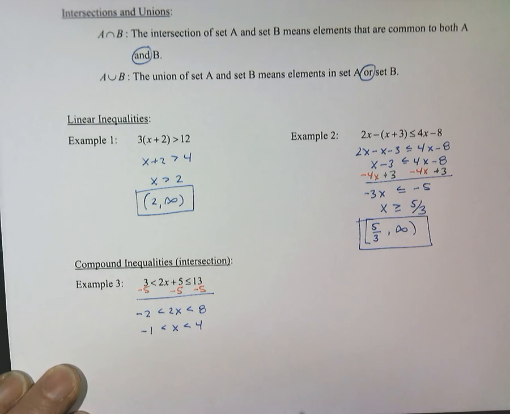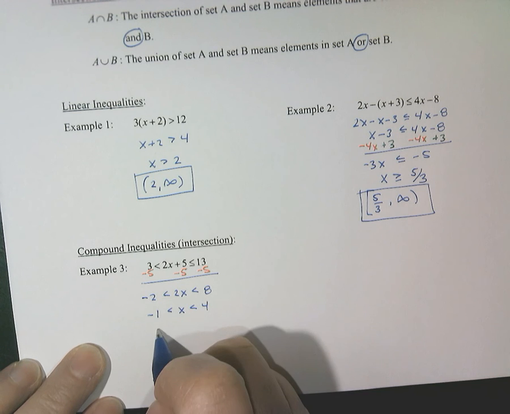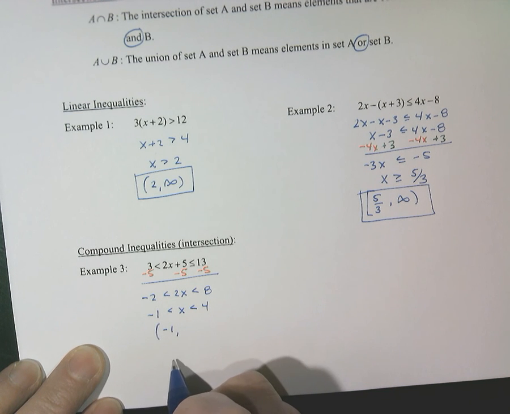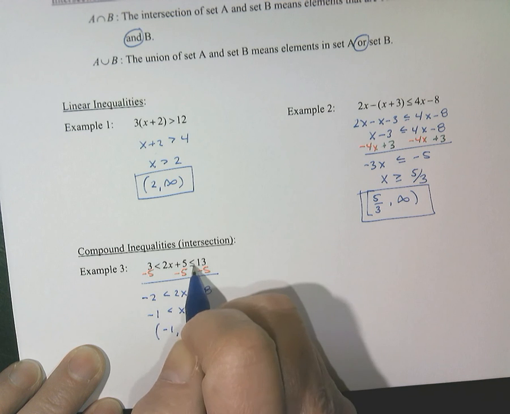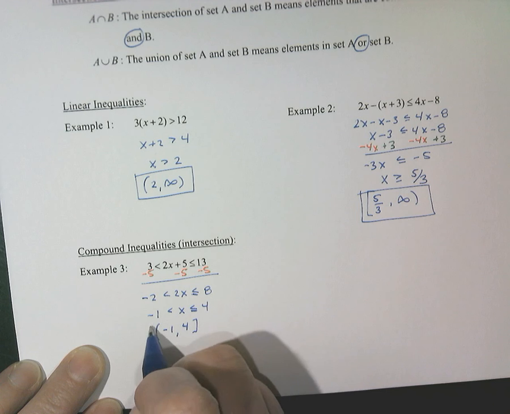4. That's inequality notation, but in interval notation, it's negative 1, does not include negative 1. Oh, I missed that. It's less than or equal to. So then it includes 4.